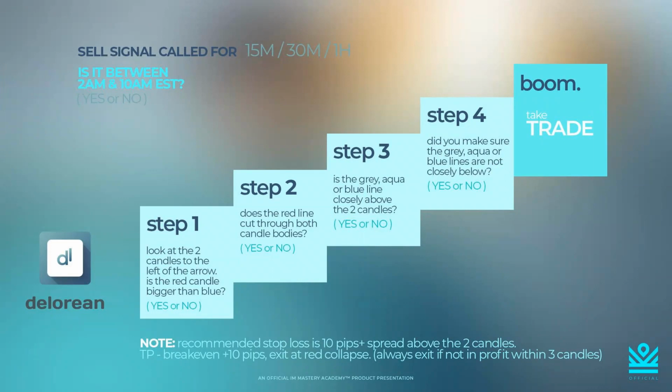And it's that easy. Okay, so when we look at things like a buy, you can see from there, step 1, look at the 2 candles to the left of the arrow.